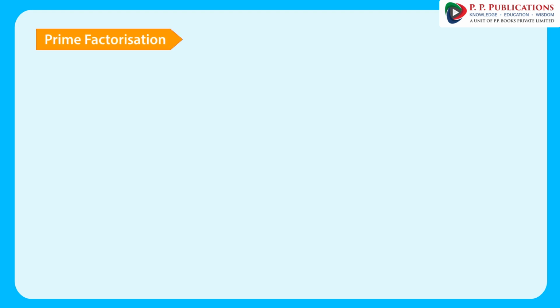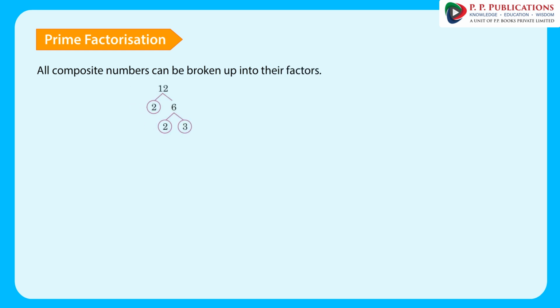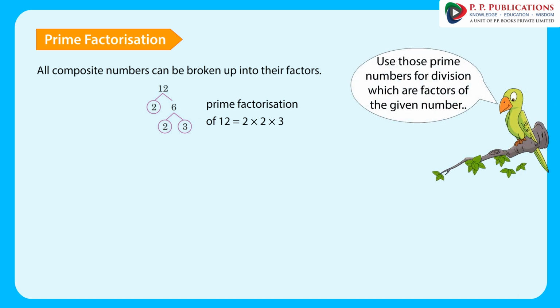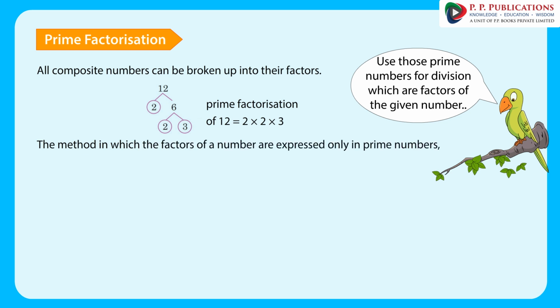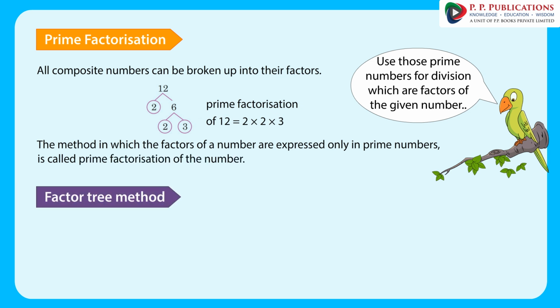Prime factorization. All composite numbers can be broken up into their factors. 12: 2 and 6, 6: 2 and 3. Prime factorization of 12 equals 2 multiplied by 2 multiplied by 3. We do not use 1 in prime factorization as 1 is not a prime number. The method in which the factors of a number are expressed only in prime numbers is called prime factorization of the number.